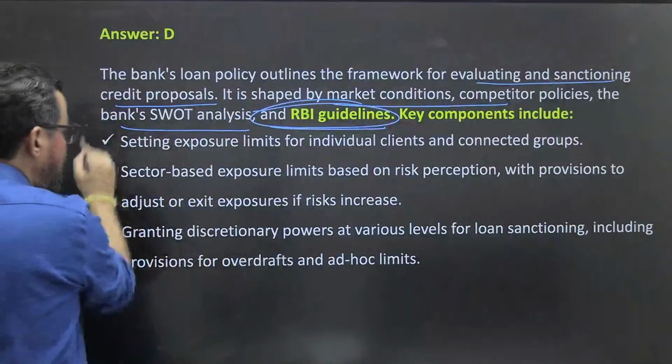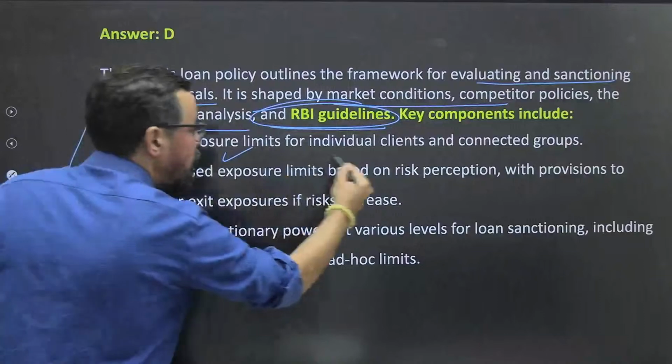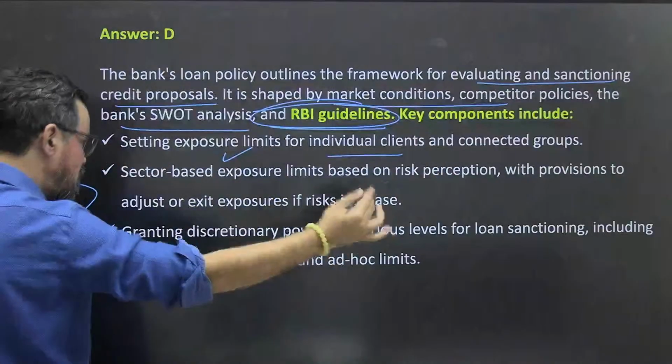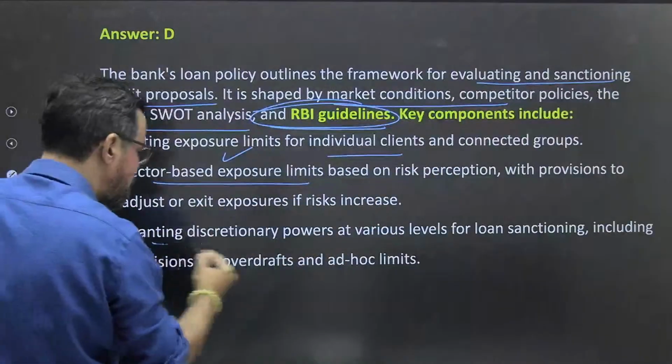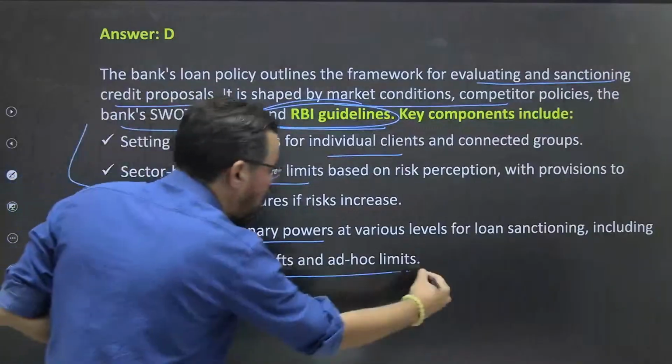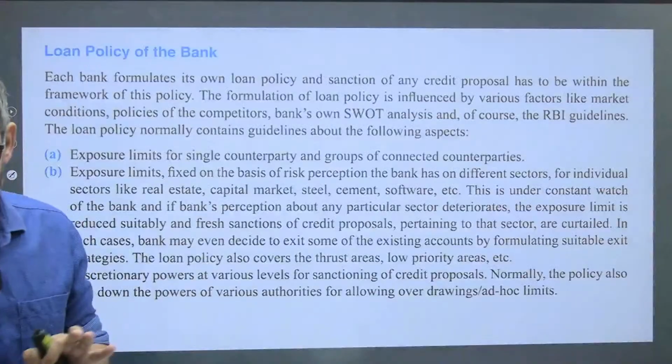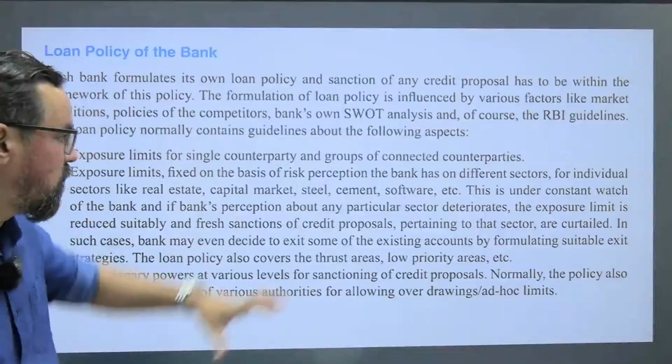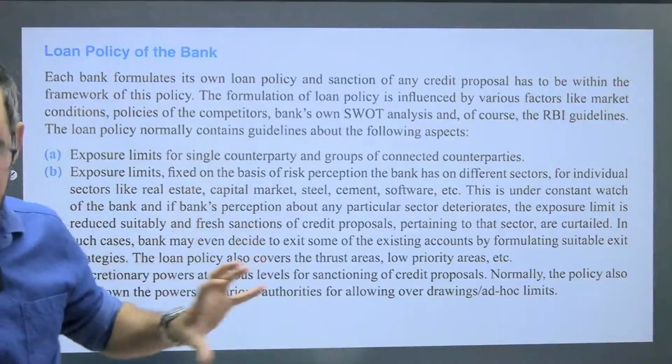So the key components include setting exposure limits for individual clients as well as groups, and sector exposures, which we discussed, and granting discretionary power at various levels for loan sanctioning, including provision for overdraft and ad hoc limits also. Okay? So this question I have designed based on this particular one, which is part of your book itself.